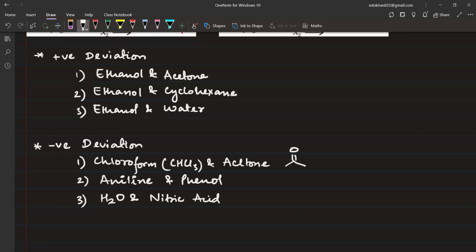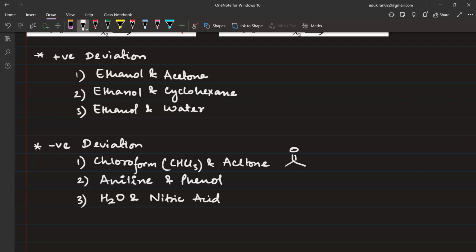What else? I don't think you have anything else to remember. So these are the examples of positive deviation and negative deviation. So complete Raoult's law is over.